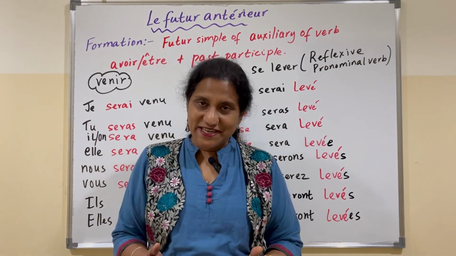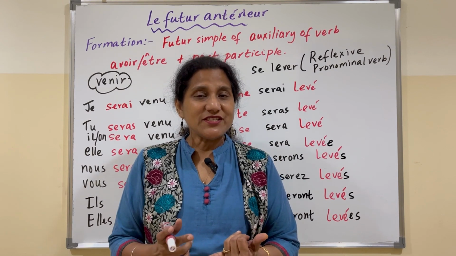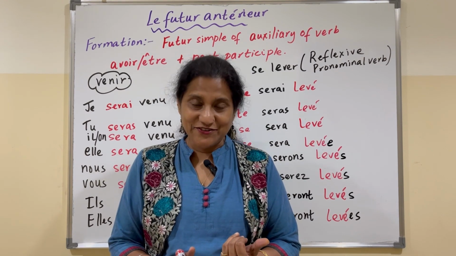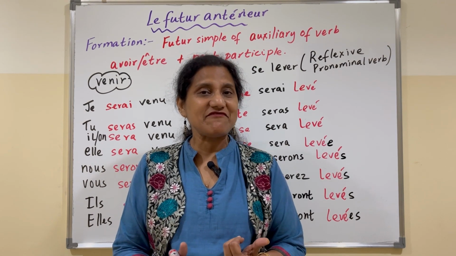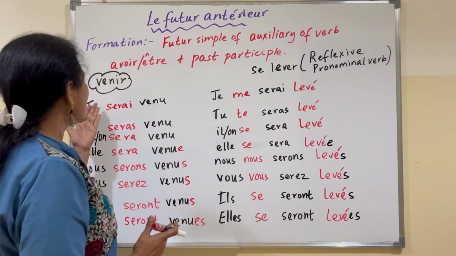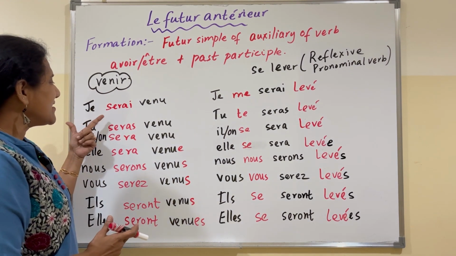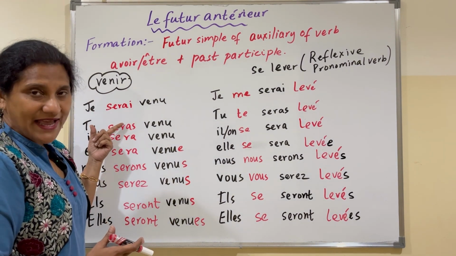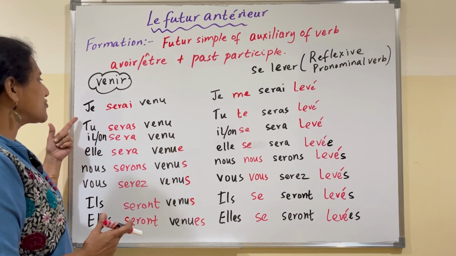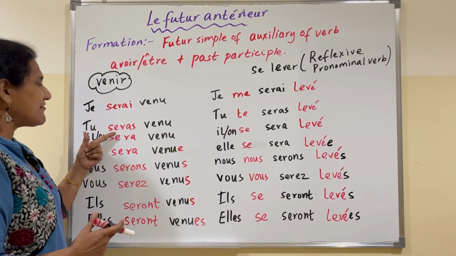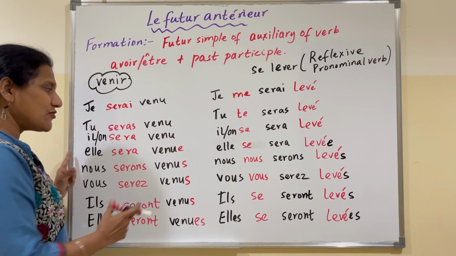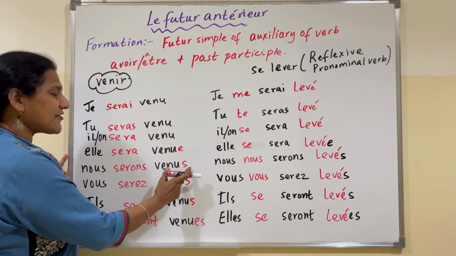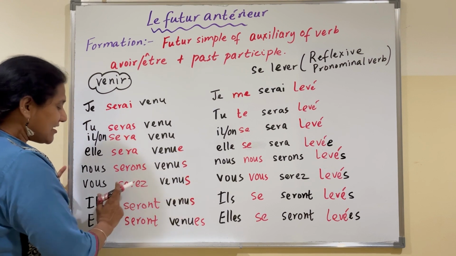Let's learn the conjugation of a verb which takes auxiliary être in futur antérieur as well as one reflexive verb. So here we go. We take venir. So venir takes être as the auxiliary verb. So je serai venu, tu seras venu, il or on sera venu, elle sera venue, you need to add an E. Nous serons venus, you need to add an S.